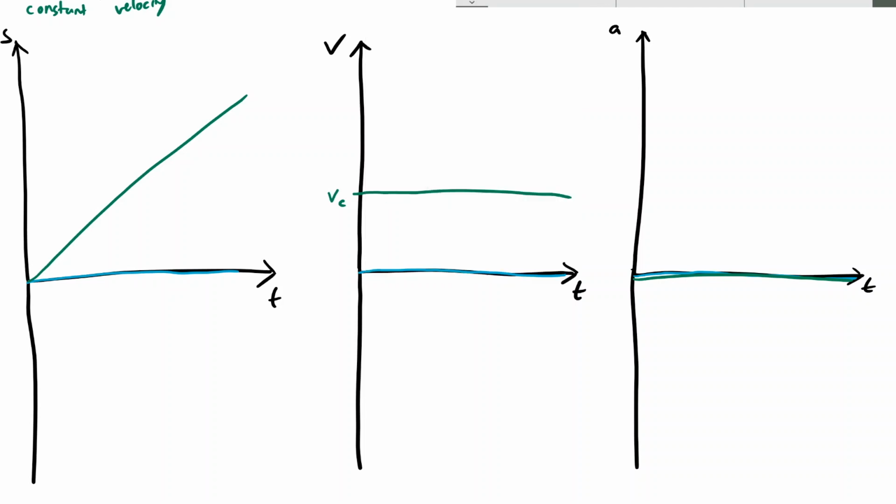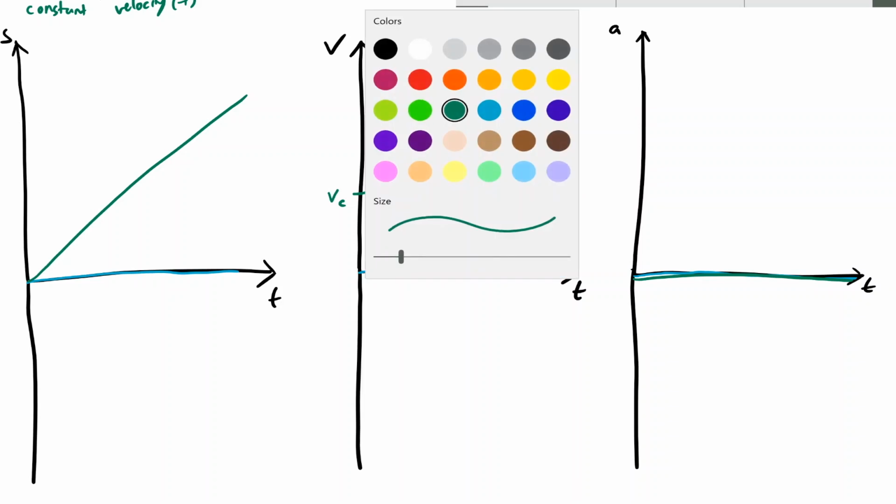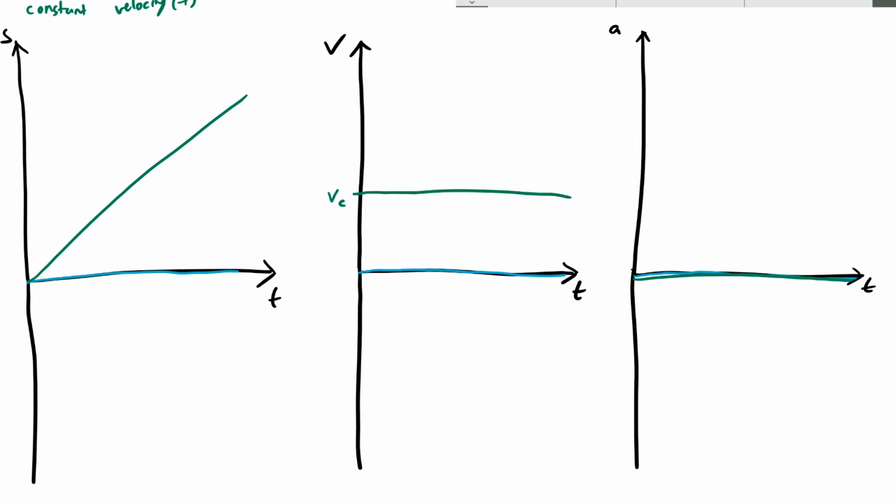This is constant positive velocity. What would a negative velocity look like? For constant negative velocity, we'll use this color. The displacement would look something like that. The velocity would be negative, somewhere around negative V C, and acceleration would still be 0.